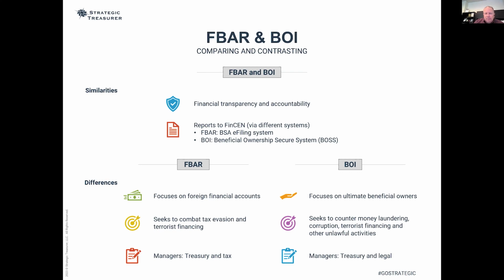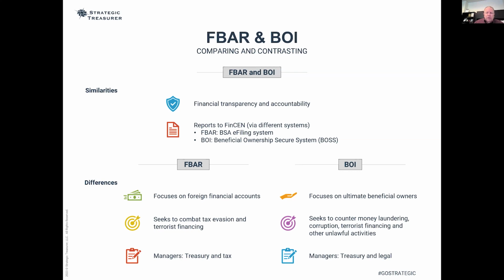If you move over to BOI, who manages that? That's going to be Treasury and Legal. Perhaps Legal would take the lead in that, and Treasury supports it, perhaps the other way. Whereas FBAR is oftentimes Treasury, frequently Tax. Treasury has to play a part in FBAR. Treasury will be expected to play some part in the BOI filing.